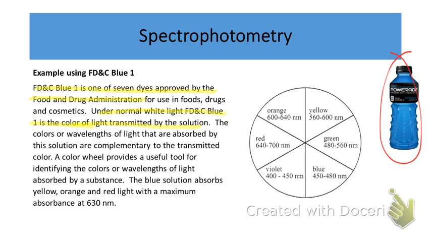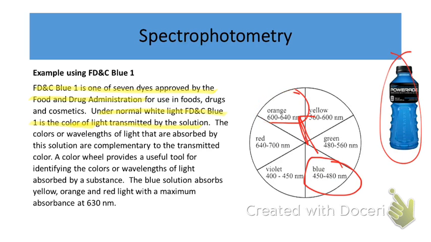Alright, now here is blue. Blue light is between 450 to 480 nanometers. So if blue light is transmitted, then the complementary color is orange, which is right across from it. That tells us that FD&C Blue 1 absorbs orange light and transmits blue light.